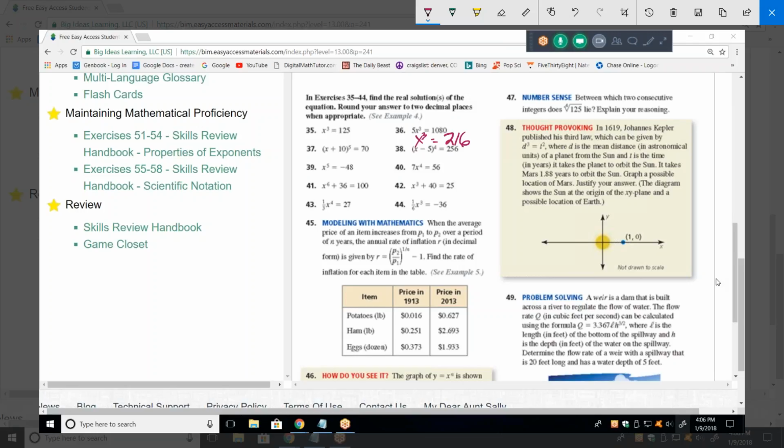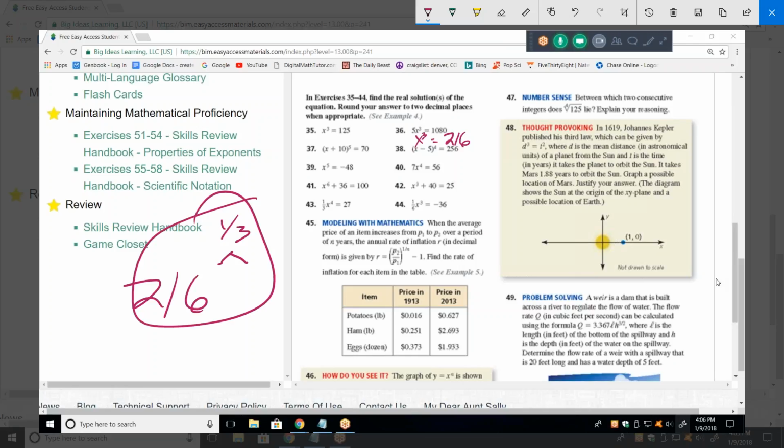Now, do you know how to do that on your calculator? You can take it to the 1/3 power, which is probably the easiest way to do it. In other words, raise the number 216 to the 1/3 power. That's the cube root of 216. And what do you get? 6. Okay.